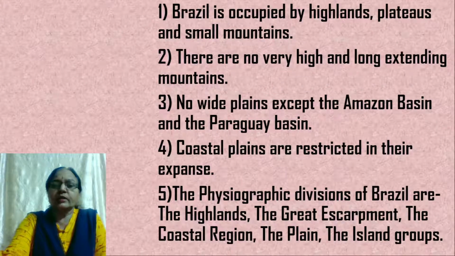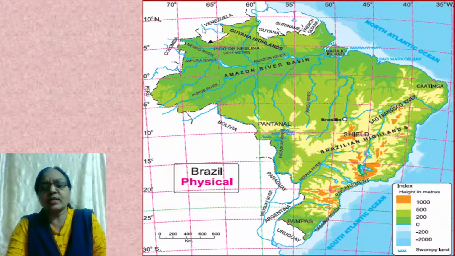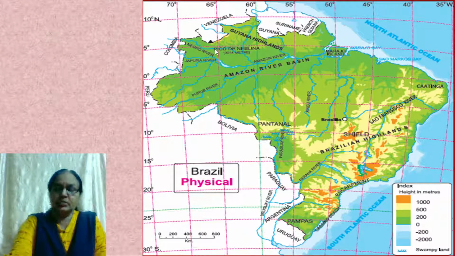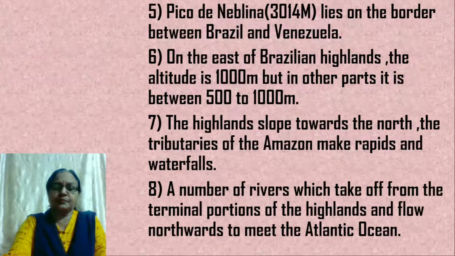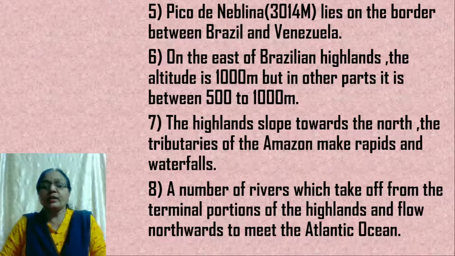Okay. Now, this is Pico de Neblina, 3014 meters, and it is seen between Venezuela and Brazil. So, compare that with many of the mountain ranges in India. The highest mountain peak here is just about 3014 meters.